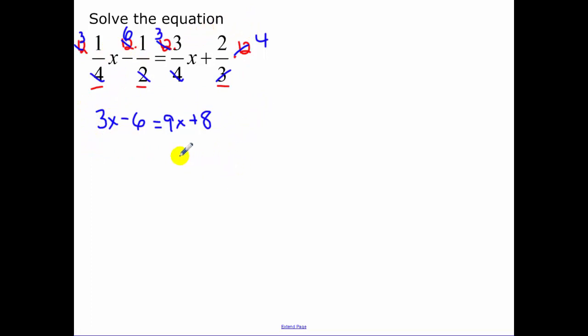Okay, so now what we're going to do, I'm going to subtract the 3x over. I'm going to subtract the 8 over. I'm going to divide by 6. And then, as always, we reduce.